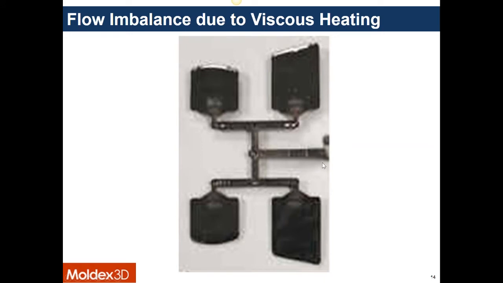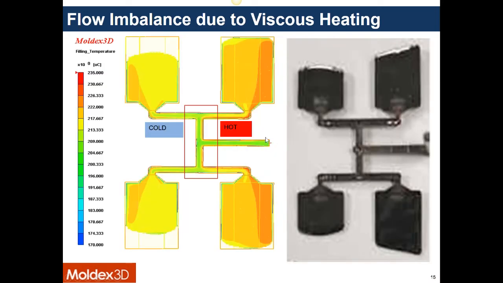Now, even if you have a perfectly symmetric runner system and you have a perfectly designed cooling system, you may still see imbalance between your parts. So when you have a runner system like this, you may see that some cavities are filling faster than others, and then even within the cavity, you may see that one side of the part fills faster than the other. Now, let's first understand why this happens.